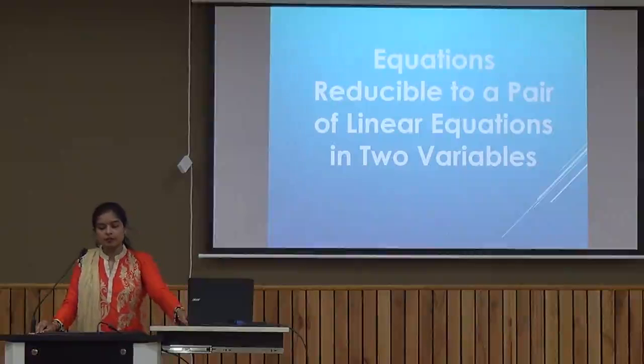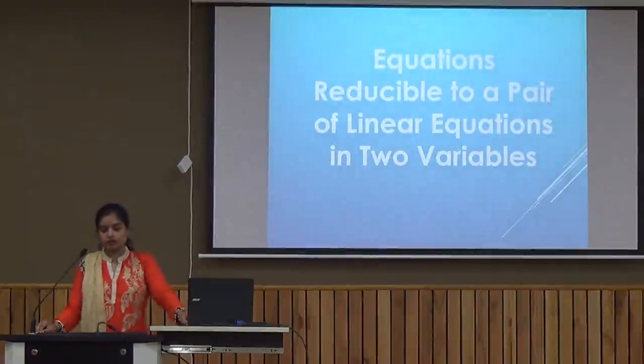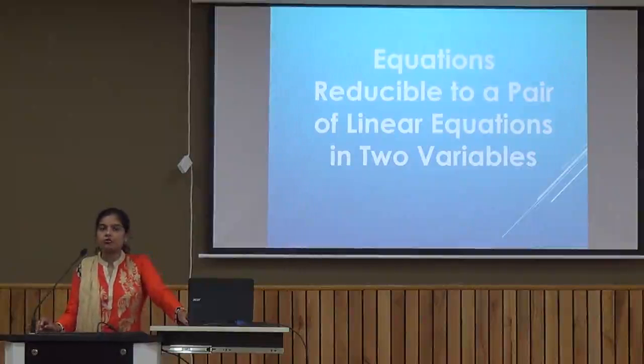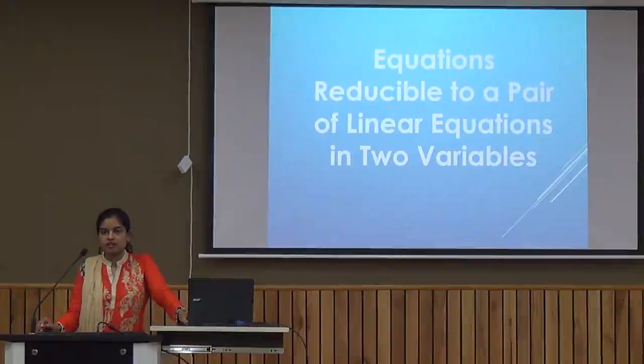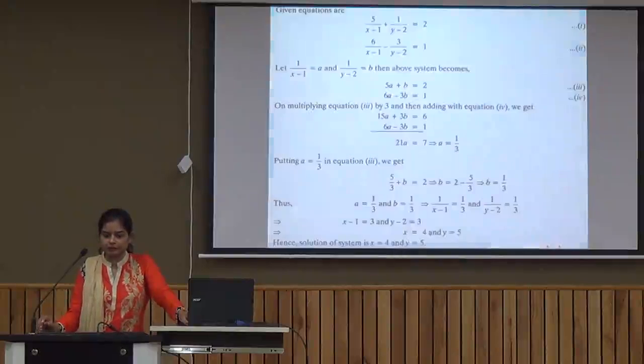Now, the next topic is equations reducible to a pair of linear equations in two variables, in which there is a change in the form of equation. We have learned the method how to solve the equations when the variables are given in numerator term. Now, the next topic is equations reducible to a pair of linear equations where the variables are given in the denominator. For example, 5 upon x minus 1 plus 1 upon y minus 2 equal to 2.